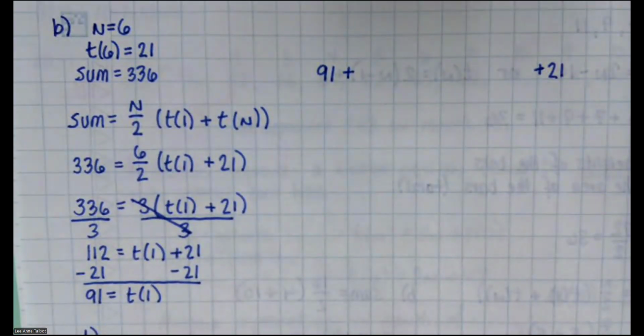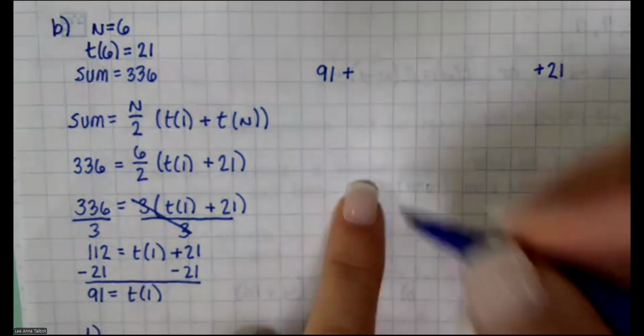Okay, so I know that 91 is the first term. I know that 21 is the last term. I know there's 6 spots. How much do they go down by? You don't know. What do you do when you're stuck and you don't know? The equation. Beautiful. Okay.